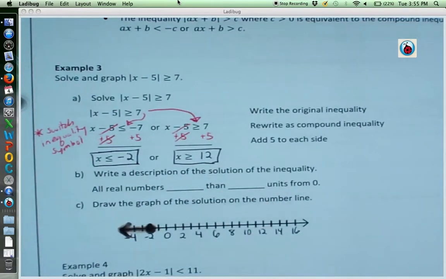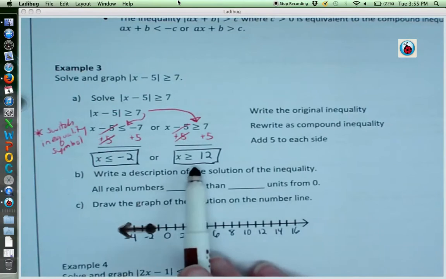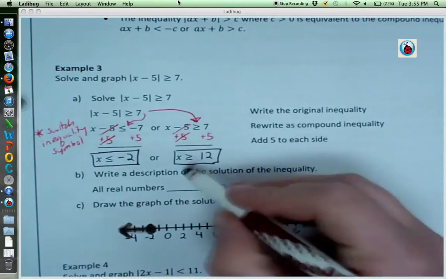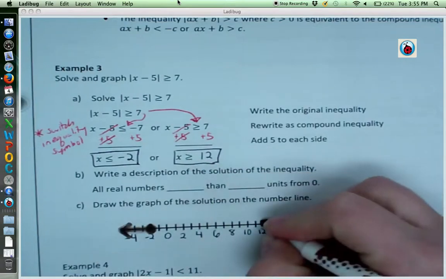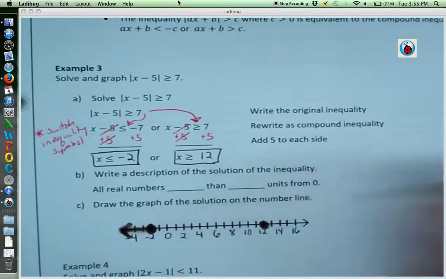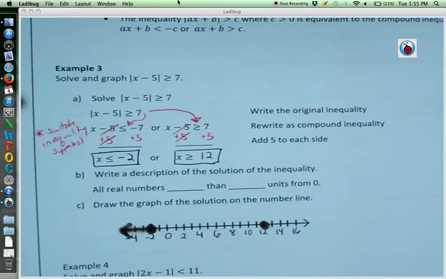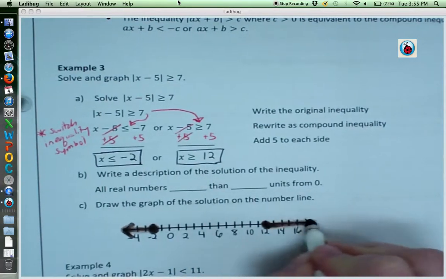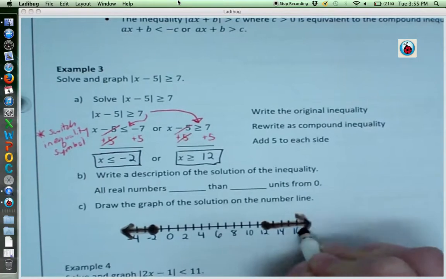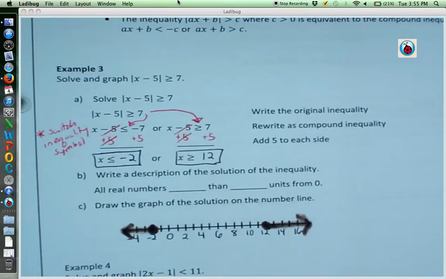I also have these numbers as part of my solution, all the numbers greater than or equal to +12. So I'm going to have a closed circle at +12 because of the or equal to part. 12 is part of my answer. And I'm going to shade all the numbers that are greater than 12. So that's 13, 14, 15, 16, etc. And there's my graph.